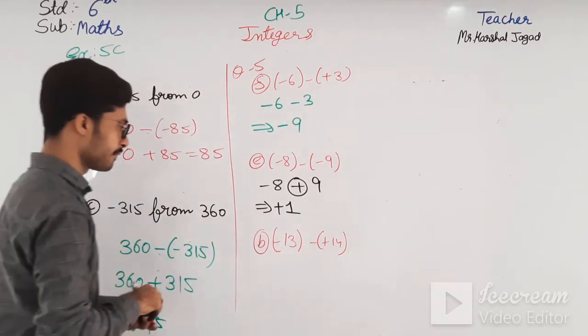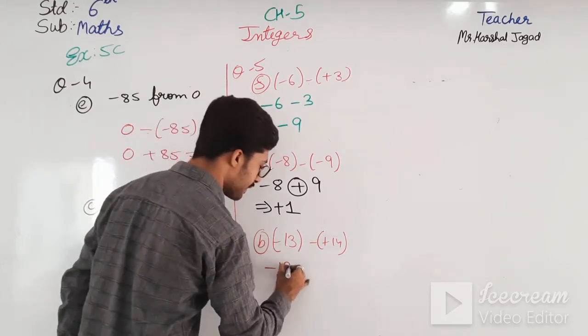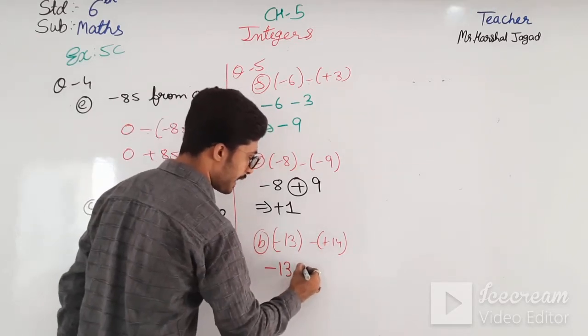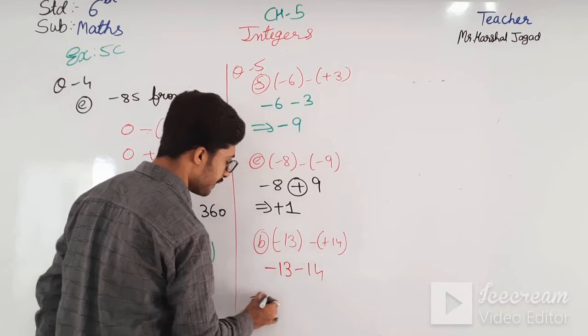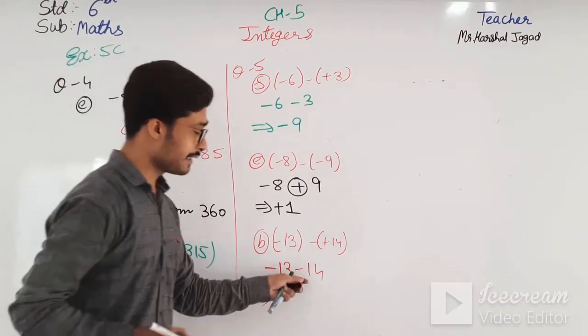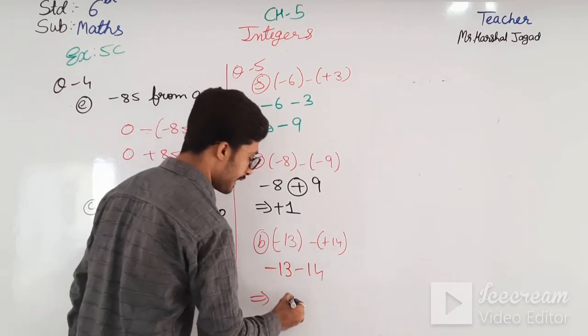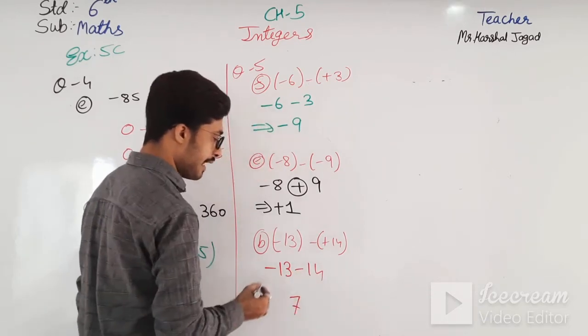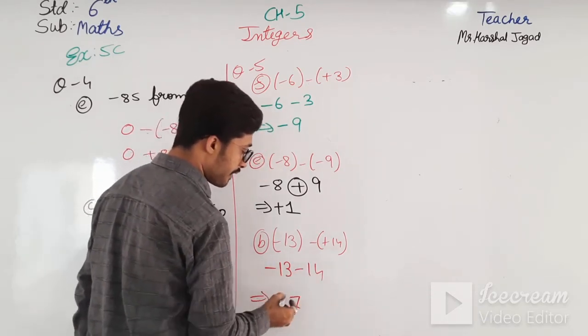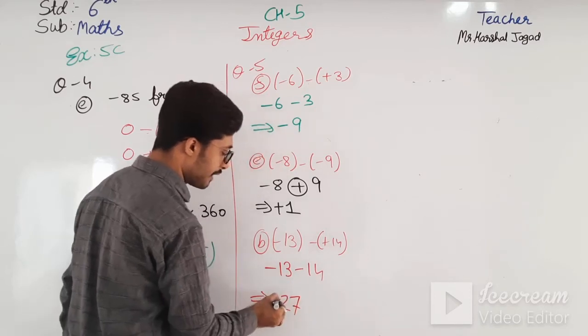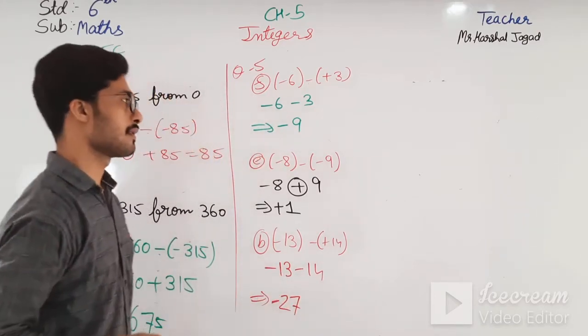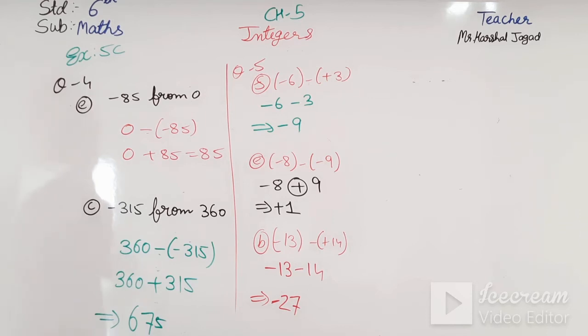Moving next, here minus 13 minus plus 14. So minus, minus, it will be plus. So 4 plus 3, that is 7, and 1 plus 1, that is 2, but the sign will remain minus. So this is question number 5, F, E and B. Okay, students, please note down this.